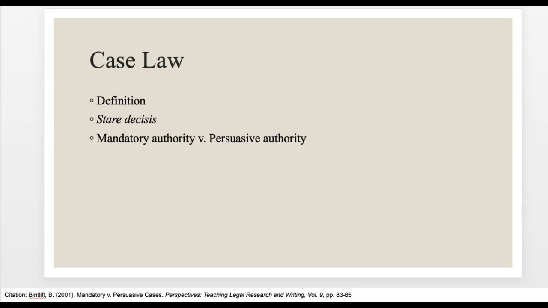Whether a case is mandatory authority or persuasive authority depends on the relationship between the court about to make the decision and the court that made the precedent. Mandatory authority means that courts must adhere to decisions of higher courts that are in the same jurisdiction. Persuasive authority refers to sources that can influence a court in deciding a case. They are not binding authority.